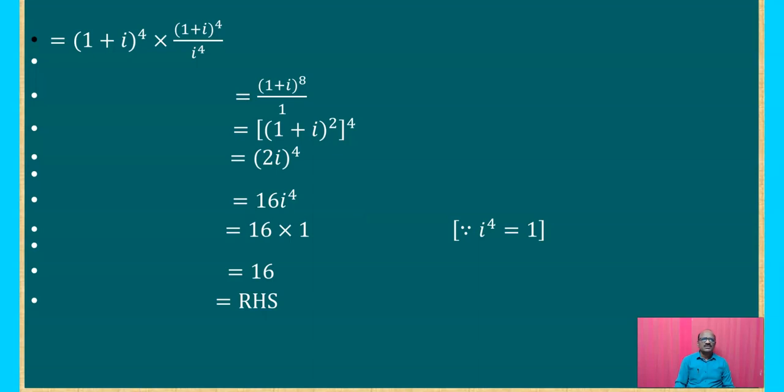Next question. Hence 1 plus i bracket to 4 into 1 plus 1 upon i bracket to 4 is equal to 16. It is proved.